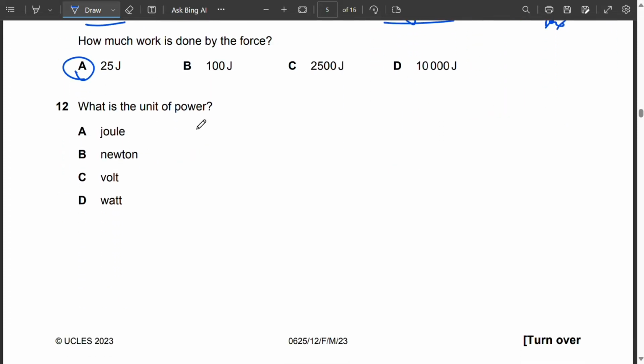12th, what is the unit of power? We know that power is work done upon time. Basically, the unit is joules per second. What is the option D? Joules per second. Okay.